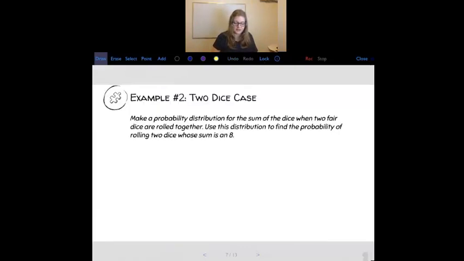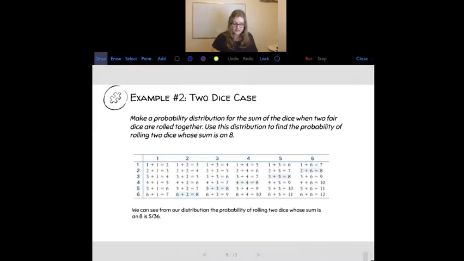Let's talk about dice. Make a probability distribution for the sum of dice when 2 fair dice are rolled together. Use this distribution to find the probability of rolling 2 dice whose sum is an 8. On the next slide, I'll show you, and I would definitely put this in your notes. The top row represents numbers 1 through 6 on a 6-sided die. By filling in this table, you can find all of the possible outcomes.